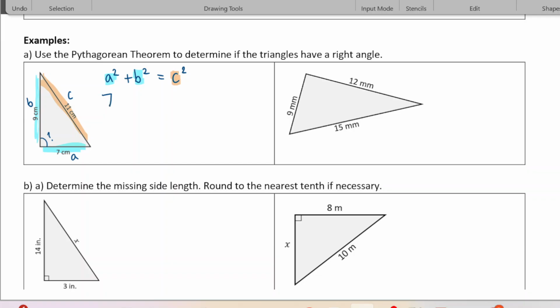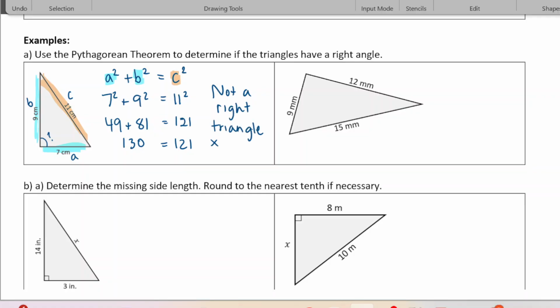We have 7 squared plus 9 squared. That's equal to 49 plus 81, which is 130. And let's check what C squared is. 11 squared is 121. But I see that 130 does not equal 121. So A squared plus B squared does not equal C squared. That means this is not a right triangle because it doesn't follow the Pythagorean theorem.